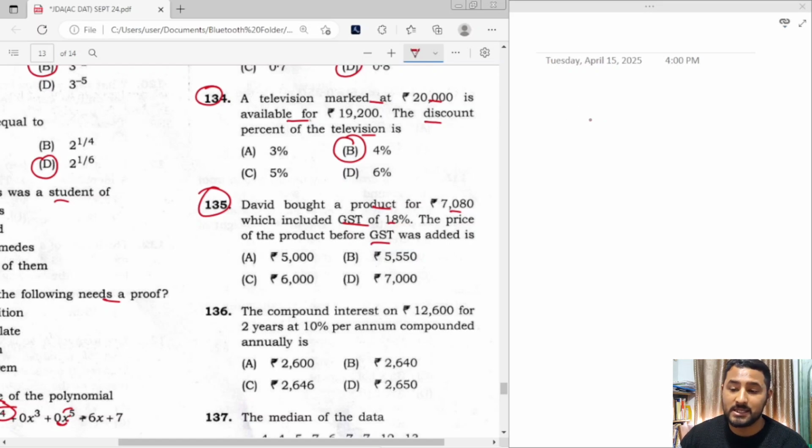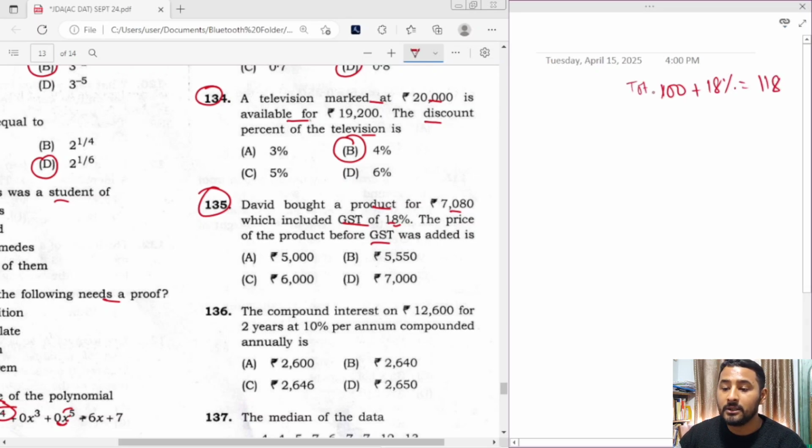Always remember while doing GST questions: if suppose it is 100%, and we need to increase it by 18%, the total will come to 118. So we need to find what 70/80 is. You should always bring this GST value down, divide, and multiply by 100. When you cancel, you get the answer.